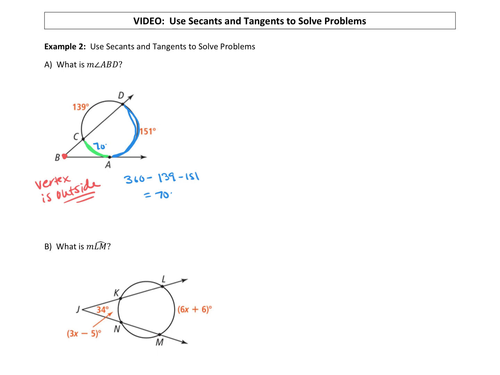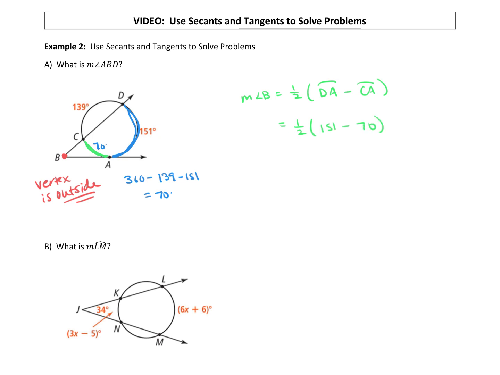All right, so because the vertex is outside the circle, the measure of angle B is going to be equal to half of the difference of the arcs. So we're going to find arc DA, that's the outer arc, minus arc CA, the inner arc. And then let's just plug in our information. Measure of angle B, that's what we're trying to find. We don't know that. So that's equal to half of arc DA, that outer arc, 151, minus CA, which is 70.